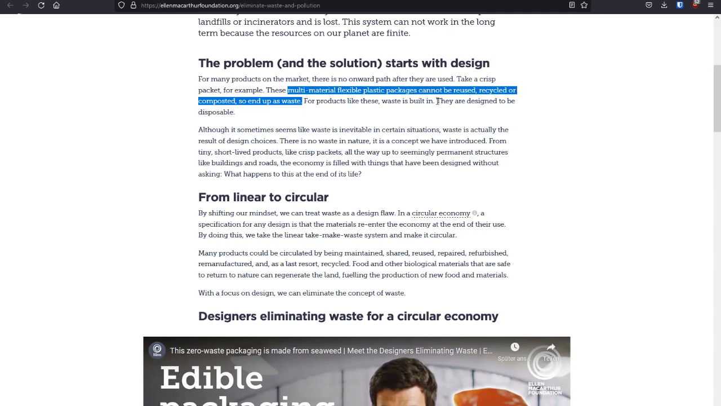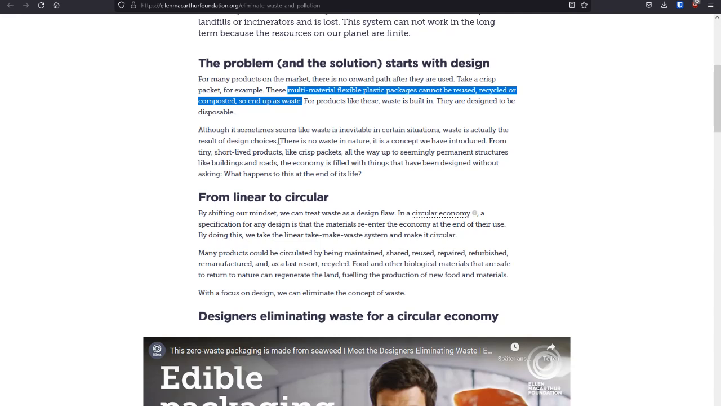Of course, there are other things, for example, the ingredients in terms of hazardous materials or hazardous chemicals, but that's another topic. So the lower the material complexity, the better for circularity. Although it sometimes seems like waste is inevitable in certain situations, waste is actually the result of design choices. So in the circular economy, waste does not exist. In the circular economy, waste is actually seen as a design failure.